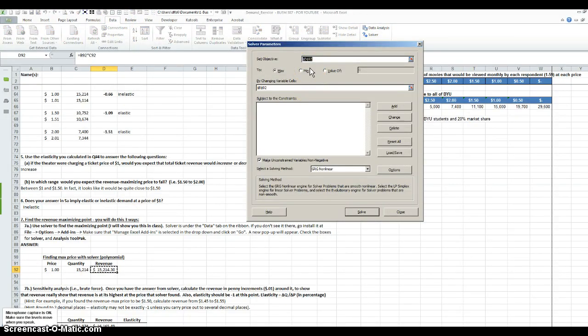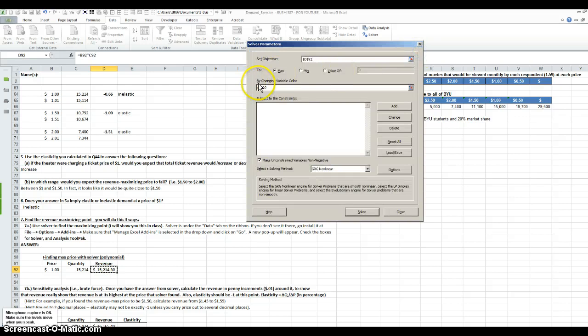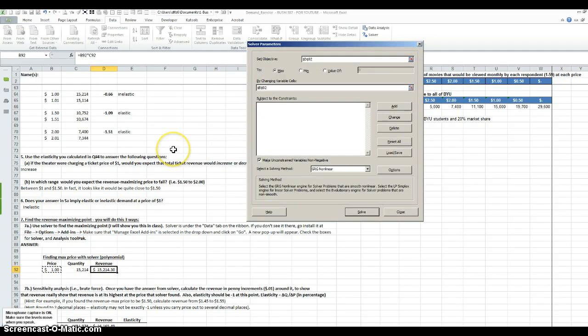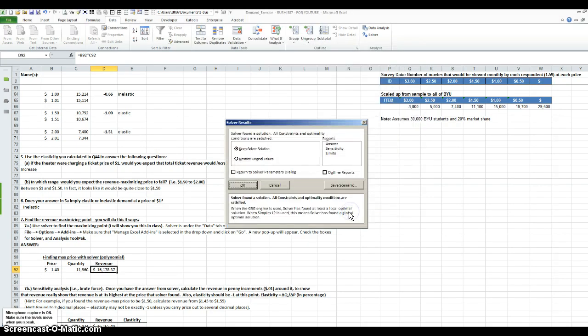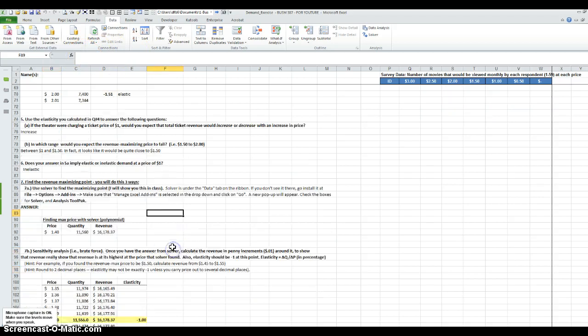Now, set objective. What we want to do is maximize revenue. So we want to maximize this by changing price, so B92. We're not going to add any constraints on this one. You can leave the rest of this as is, and then you just hit solve. Solver does its magic, and you come up with $1.40. In fact, it's not exactly $1.40, it's $1.3994, okay?